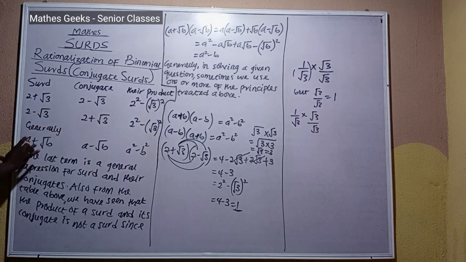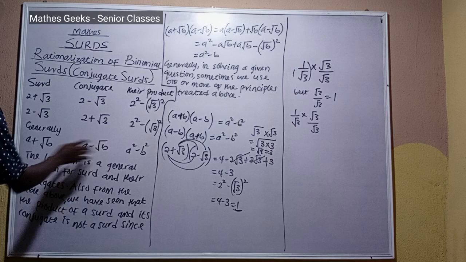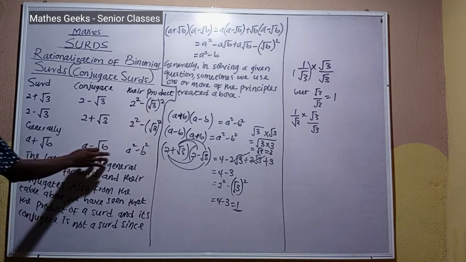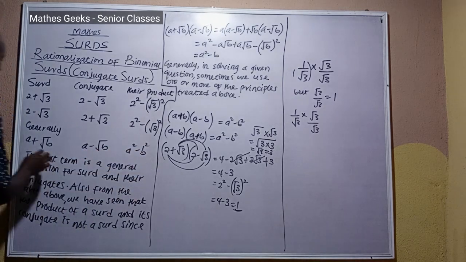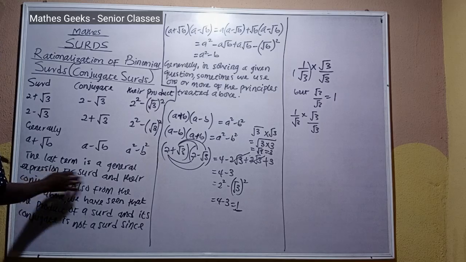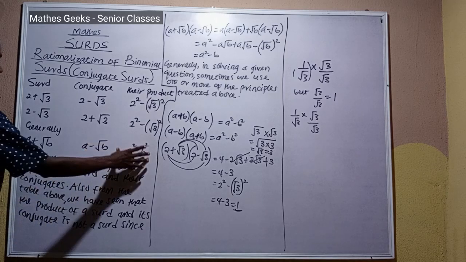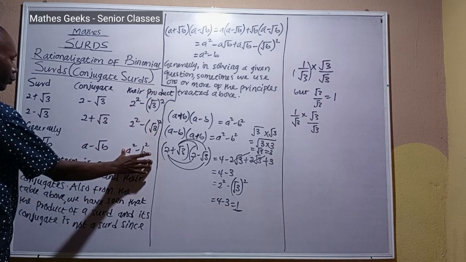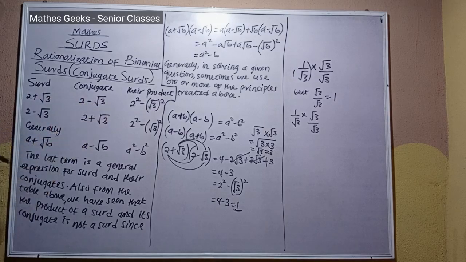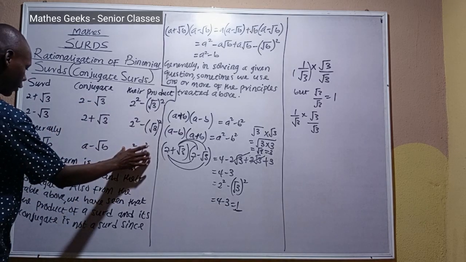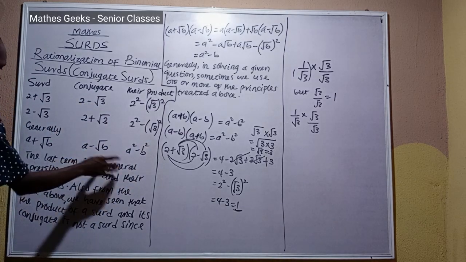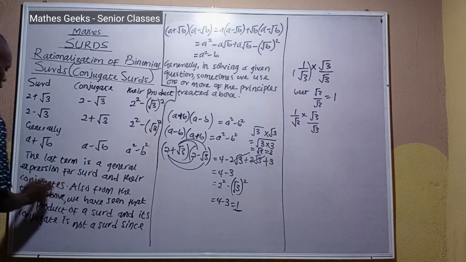So generally, a plus root b will give us a minus root b, and a minus root b will give us a plus root b, a squared minus b squared. The last term is a general expression for surd and their conjugate. We are talking about this last term, which is the product of a surd and its conjugate.